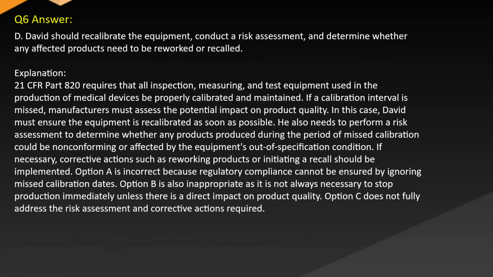Answer D. David should recalibrate the equipment, conduct a risk assessment, and determine whether any affected products need to be reworked or recalled. Explanation: 21 CFR Part 820 requires that all inspection, measuring, and test equipment used in the production of medical devices be properly calibrated and maintained. If the calibration interval is missed, manufacturers must assess the potential impact on product quality. In this case, David must ensure the equipment is recalibrated as soon as possible.